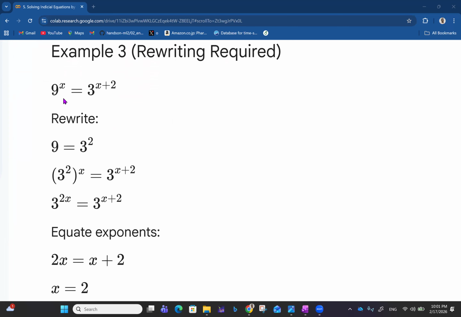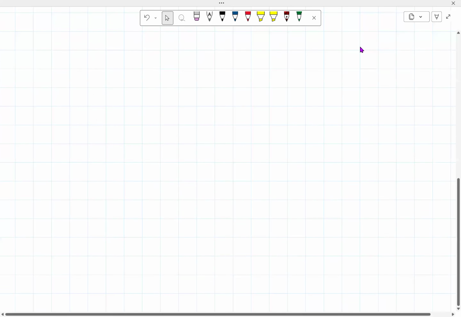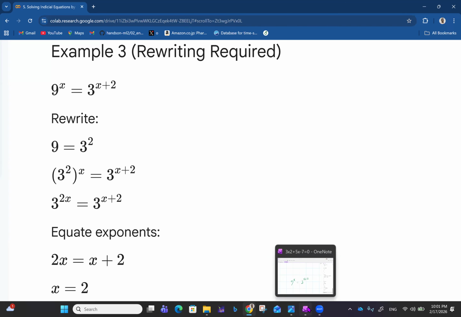Okay. So example 3 now, rewriting may be required in some cases. Here you have 9 raised to x equals 3 raised to x plus 2. So if you do all this, you end up getting x equals 2. So you have 9 raised to power x equals 3 raised to power x plus 2, right? That's what we have in this case. So what do we do?